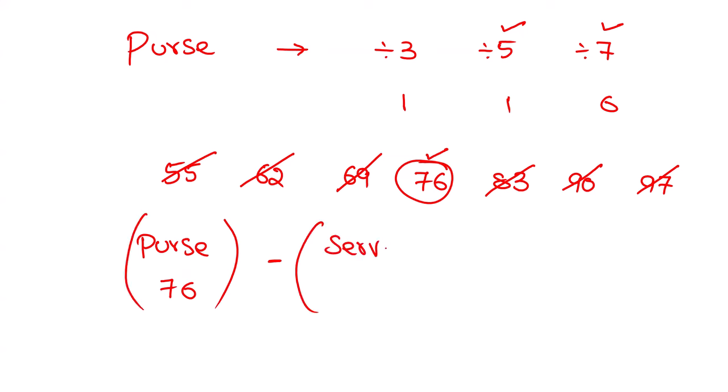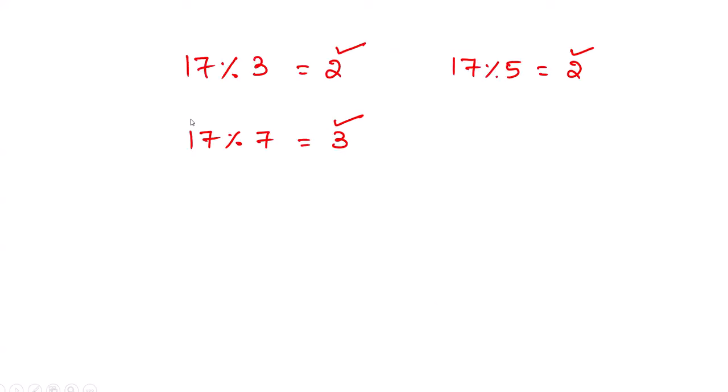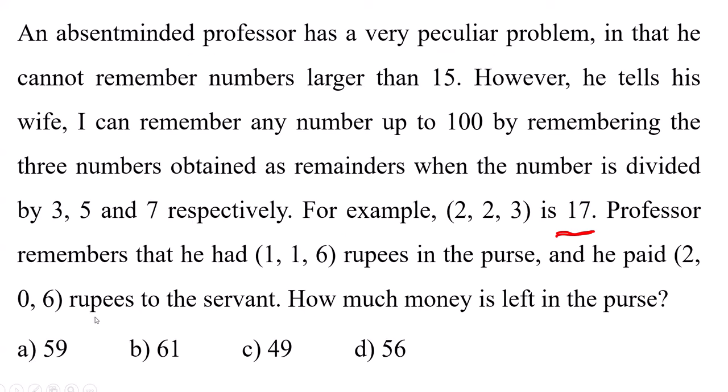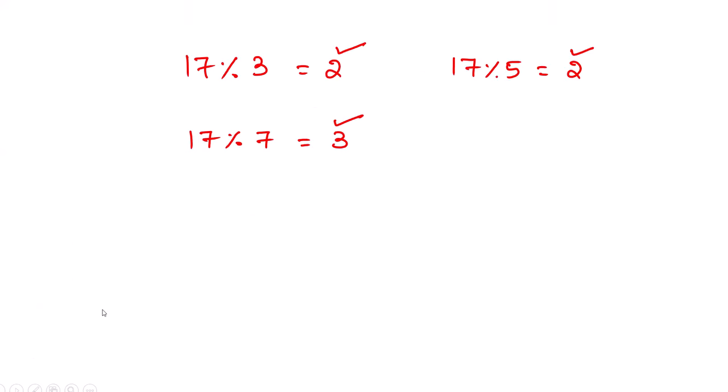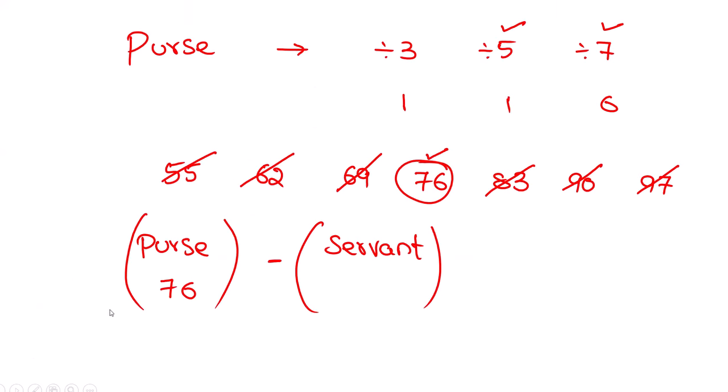Now let me know, can any of you think in a better way? Let me know how much amount is given to the servant. The clue is 206. The clue given is 206. Now please try to find what might be given to the servant.